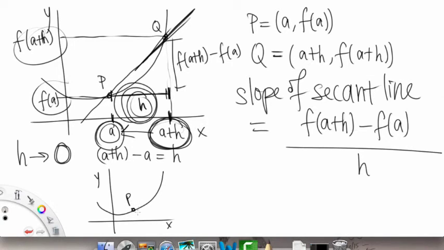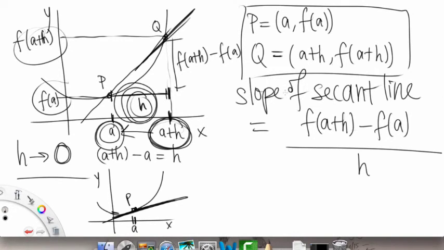We have our p value, which just stays there. That's our a. And if our h is 0 or almost 0, there would be a very tiny difference in between, and it would look almost like our tangent line. So we get closer and closer to our tangent line as h goes to 0. Using this definition of the derivative, just this way of naming things, these points up here are used to calculate the slope of our secant line.